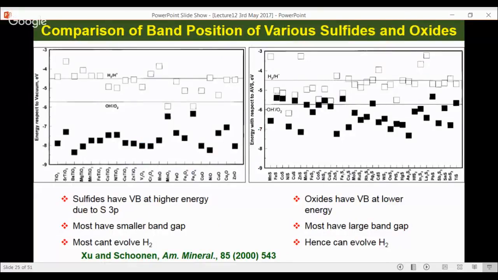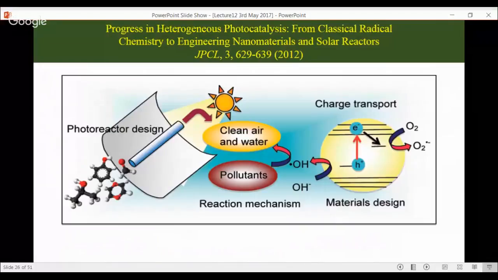Here you can see the black dots are the top of the valence band and the white dots are the bottom of the conduction band. You can see many semiconductors can give rise to oxygen evolution but not hydrogen evolution. Various sulfides and oxides. We have already said oxynitrides, oxysulfides, all those things can be tried. This is only to show you that there is another approach that is possible, that is the cleaning of the environment. We are not going to do that here, but it is also possible.